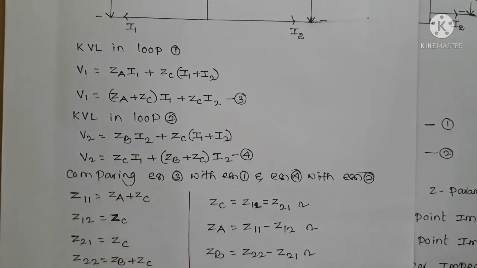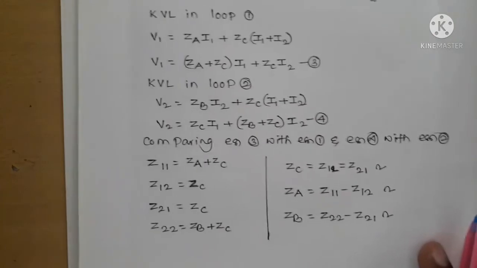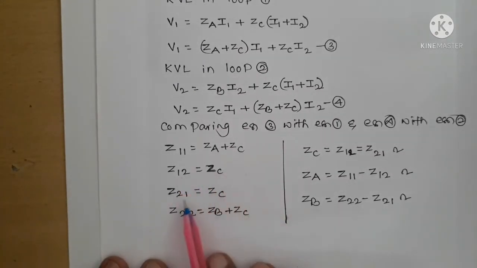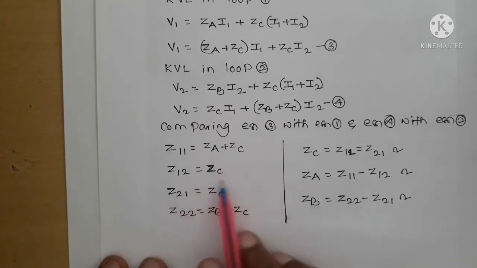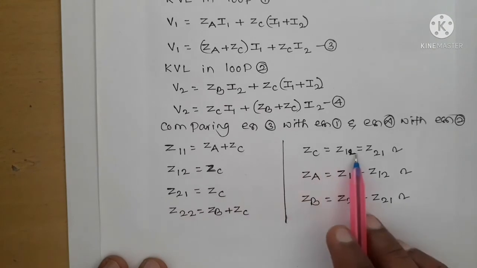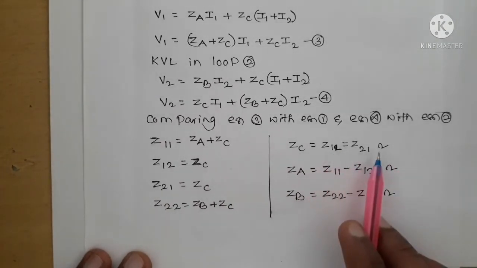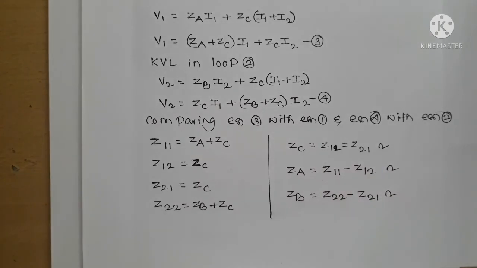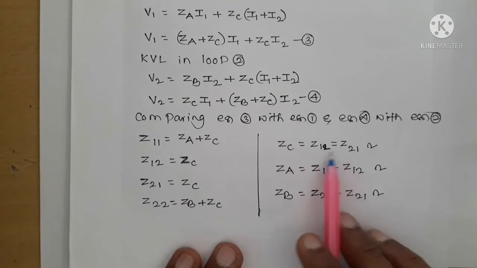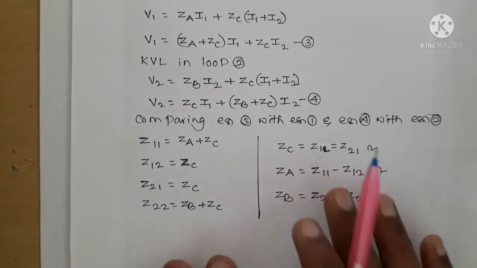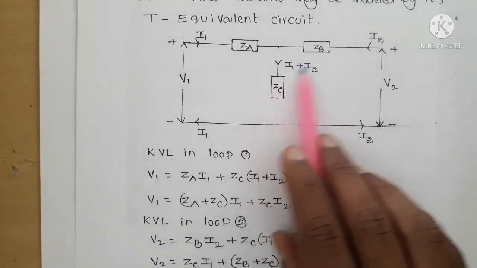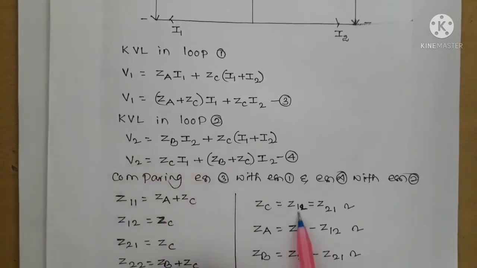Comparing equation 3 with equation 1 and equation 4 with equation 2, we get Z11 equal to ZA plus ZC, Z12 equal to ZC, Z21 equal to ZC, and Z22 equal to ZB plus ZC. Here all the Z parameters are a function of ZA, ZB, ZC, but we want ZA, ZB, ZC as a function of Z parameters. So we can write ZC equal to Z12, which is equal to Z21. Z12 equal to Z21 happens only for reciprocal networks. If the two-port network is reciprocal, only then do we get Z12 equal to Z21. So ZC, the impedance of the T equivalent circuit, equals Z12 equals Z21.